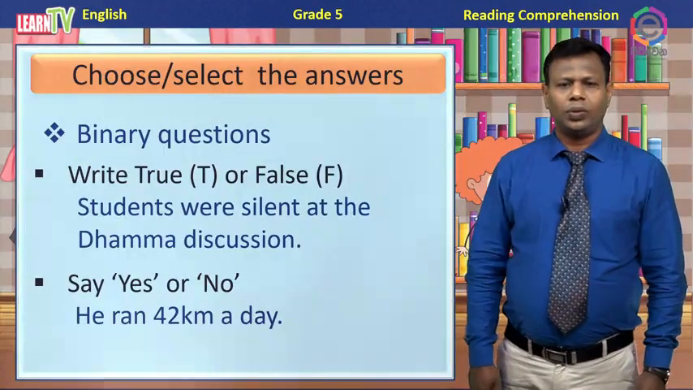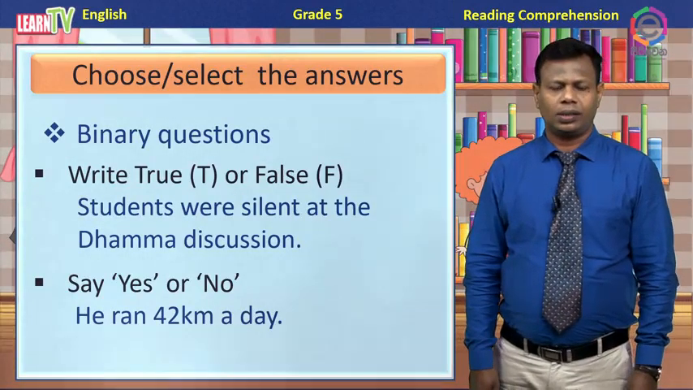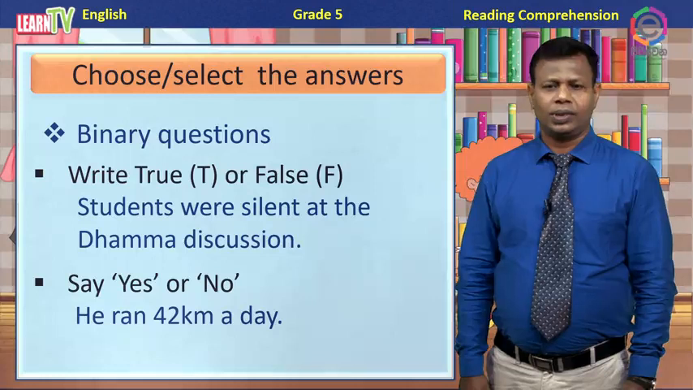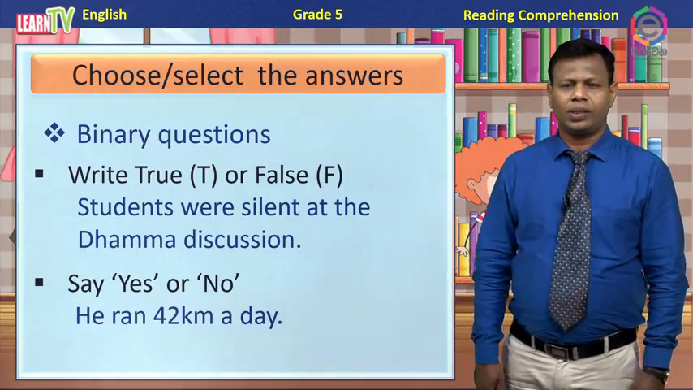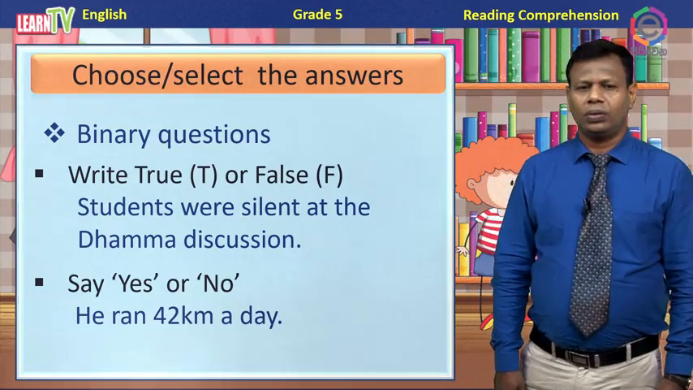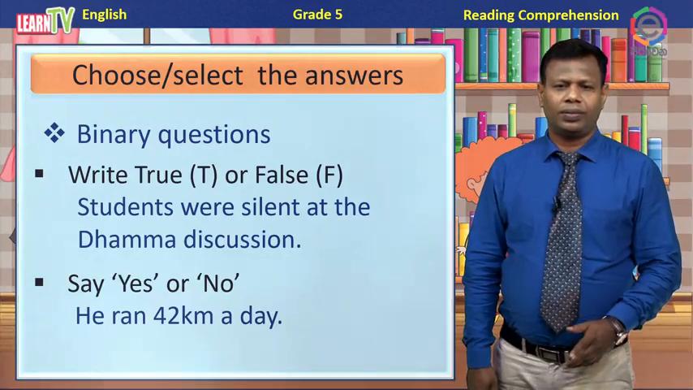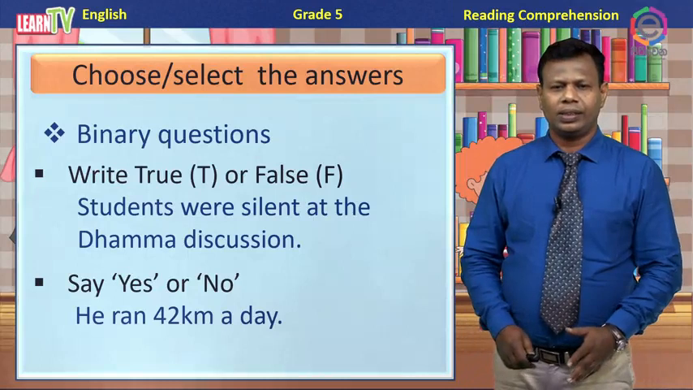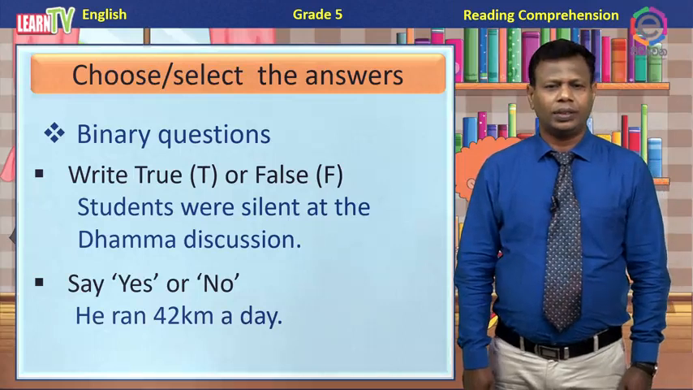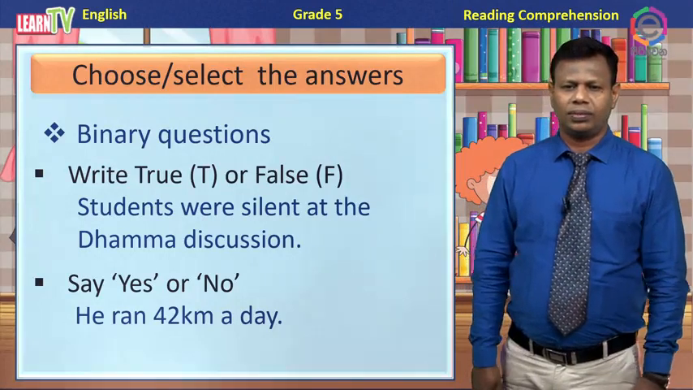Right. Now you may go to select the answers or choose the answers. It means select your questions. First, we will go to binary questions. It has very simple two answers to find out. Right, true or false. That is the instructions.